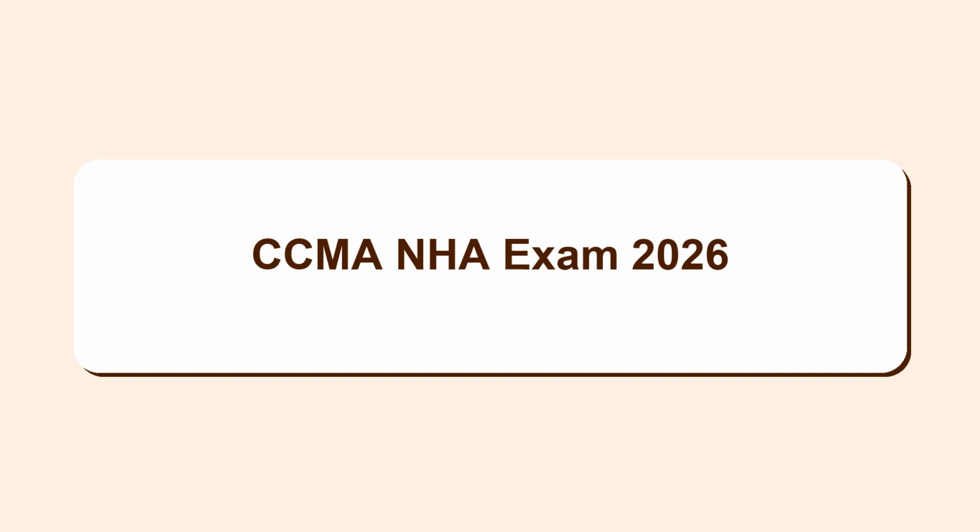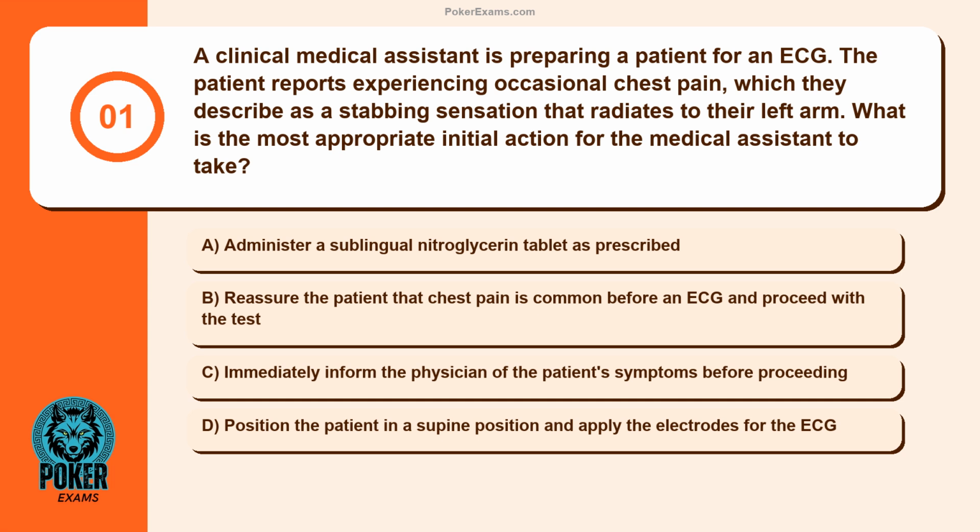CCMA NHA Exam 2026. Question 1. A clinical medical assistant is preparing a patient for an ECG. The patient reports experiencing occasional chest pain, which they describe as a stabbing sensation that radiates to their left arm. What is the most appropriate initial action for the medical assistant to take?